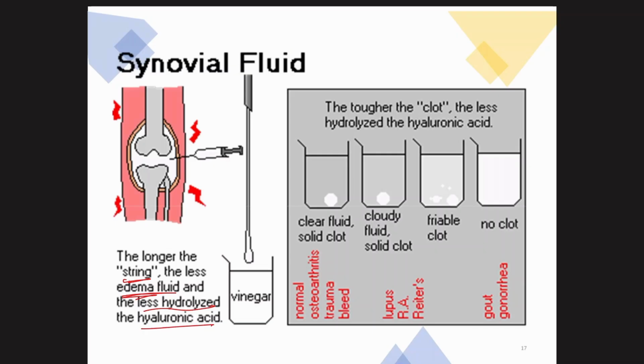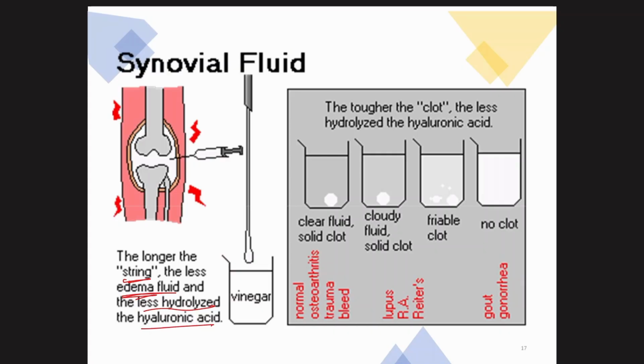So the longer the string, the better it is. If that string falls off halfway, that means there was a lot of water in that area, some more edema, making the viscosity reduce so it's very thin, and it won't hold on anymore and it falls. So that's the first test that we do. That tests the viscosity of the fluid. Then we let the drop fall into vinegar, and we see what happens when we add that drop in the vinegar.